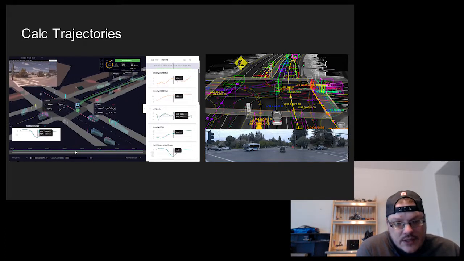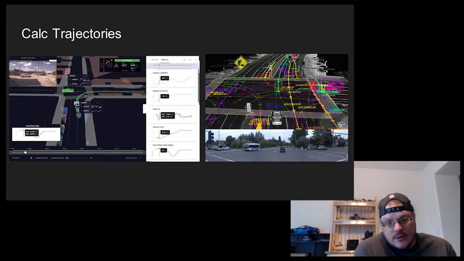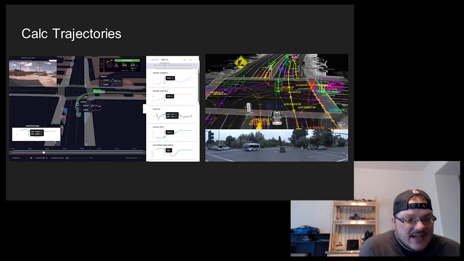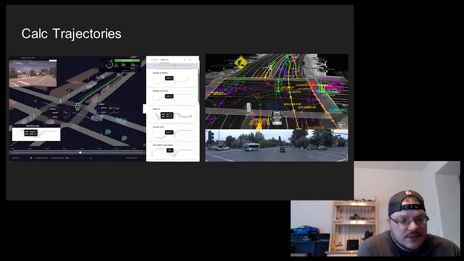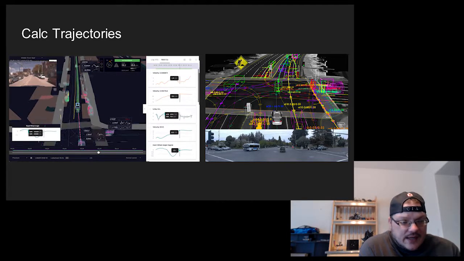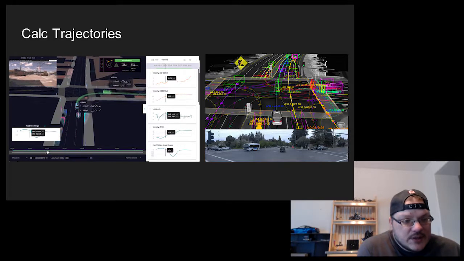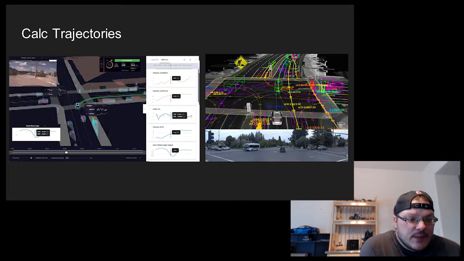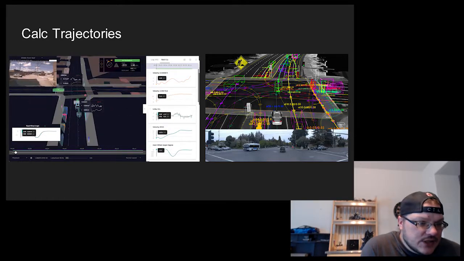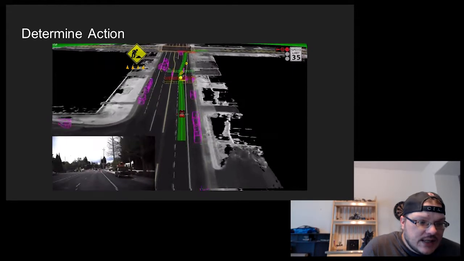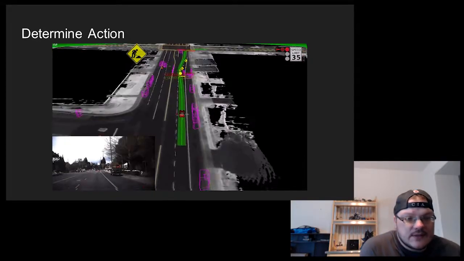The car industry believes that the more people use LiDAR, the cheaper LiDAR will become. It's not really proving to be true. They're still pretty expensive pieces of equipment. I don't know, time will tell, I guess. I mean, they have come down in cost, but they're still exorbitantly expensive, comparatively. So that's calculating trajectories. And then we just determine what action we're going to do based on all those calculations.